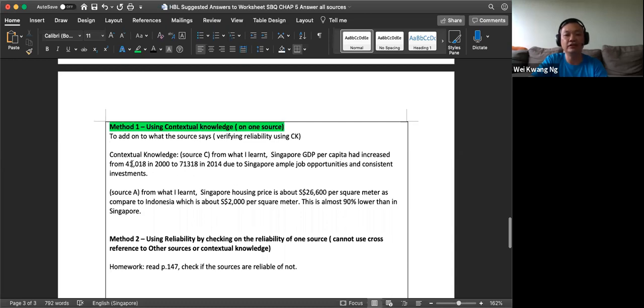Singapore GDP did increase from 41 to 71,000. That means that because Singapore has ample job opportunity and we actually have consistent investment. So this is to supplement what was found in the source itself. Of course, some of you are very worried, Mr. Ng, does that mean that I have to study and learn all this content by heart? Like I say, it always helps to read widely because you never know what type of topic will come out and what type of question will come out to help you answer the question like this.